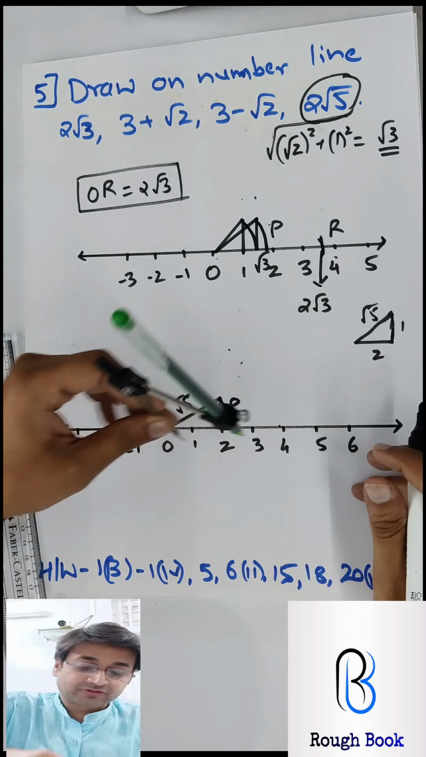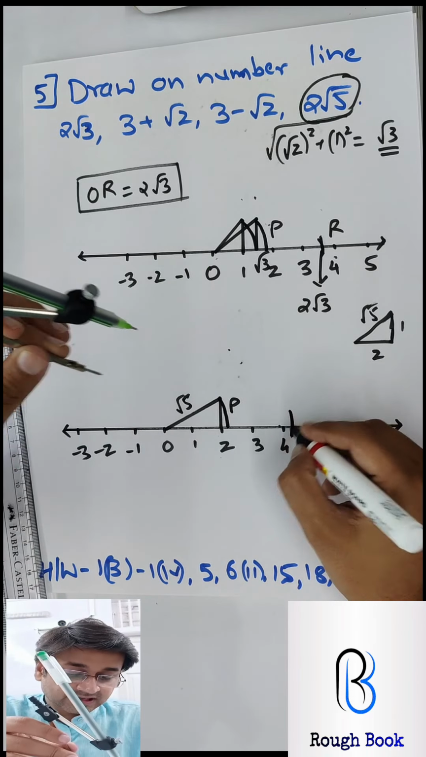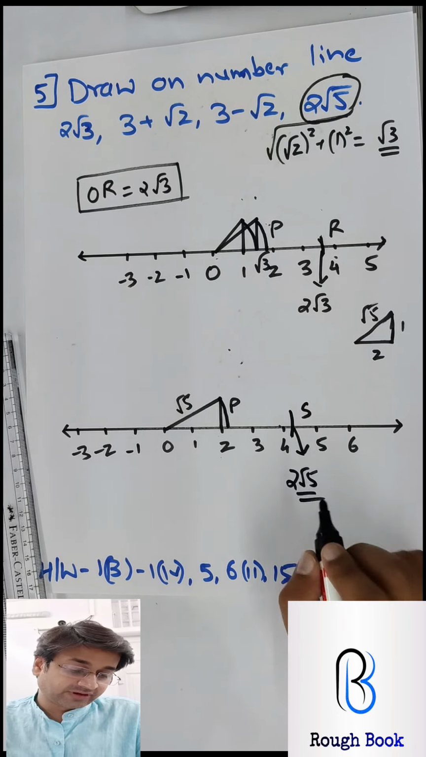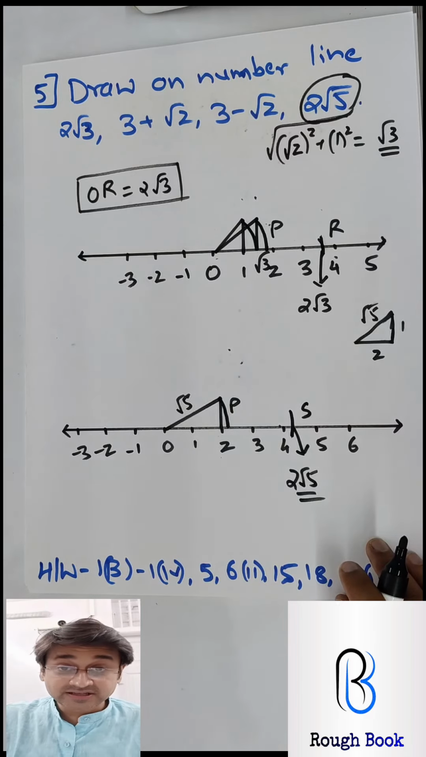I want 2 root 5. So one more time, P2 further. You can call it, let's say, S. And this point now becomes 2 root 5. Do you understand how to show it on the number line now? Yeah? Did I make it easy for you?